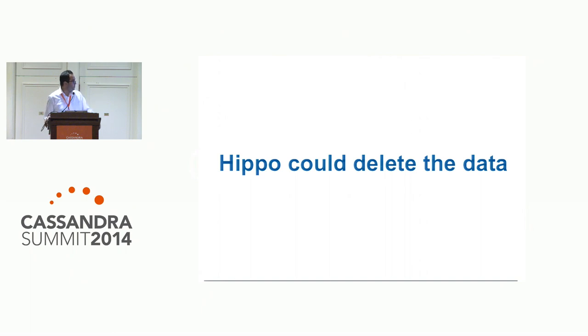So what options do we have? Well, Hippo could delete the data. We could create a process which triggers every day and looks at the last day's worth of data, and then it would go in and delete the data from Cassandra. That's one possibility. But we weren't really that happy with this solution because, A, the obvious problem is performance. While this process is busy deleting data, the risk management system is busy trying to save data. So not ideal.